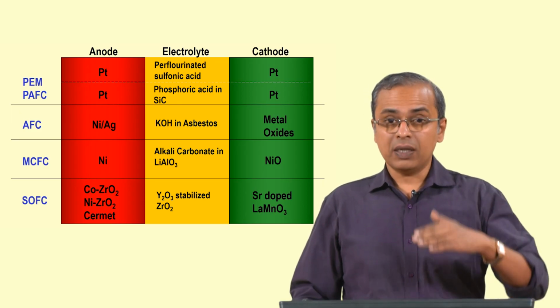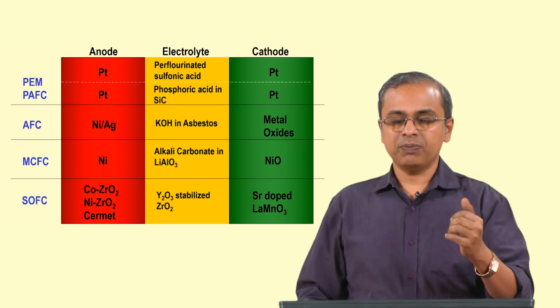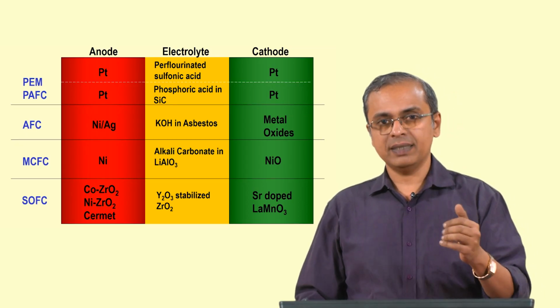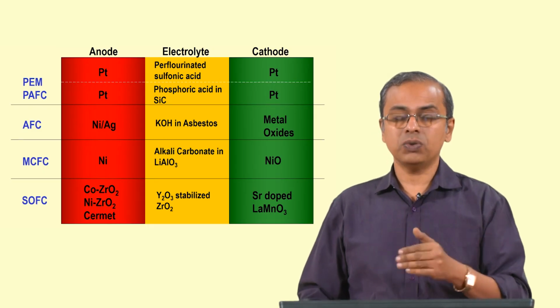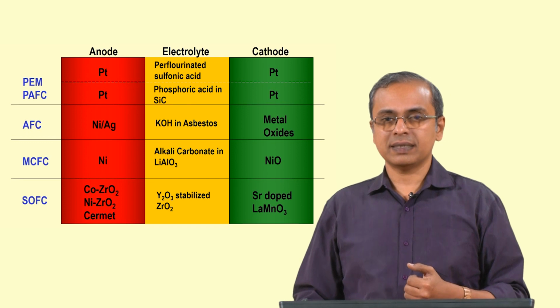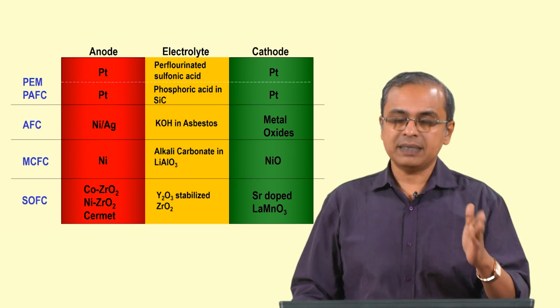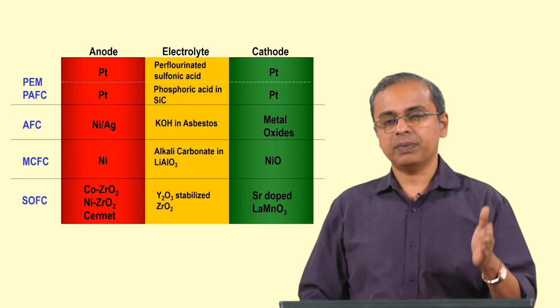So the lower the temperature of operation, you tend to need much more expensive materials, which are typically precious metals, to be present at the anode as well as the cathode to catalyze the reaction. They provide much better active sites for the reaction to occur, and so they become necessary at lower temperatures to enable the reaction to occur.